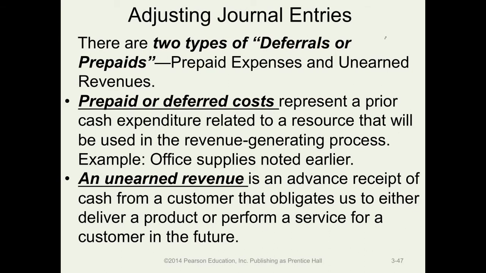So an example would be office supplies paid first, used later as you're in the process of earning revenue. Rent, so you're renting an office, you need the office to generate revenue. You pay rent at the beginning of the month. It's an advance payment. It's a deferral of that cost. An unearned revenue is another example of a deferral. This is a deferred revenue, and that's going to be an advance receipt. And again, here we can call this a deferred revenue as well.